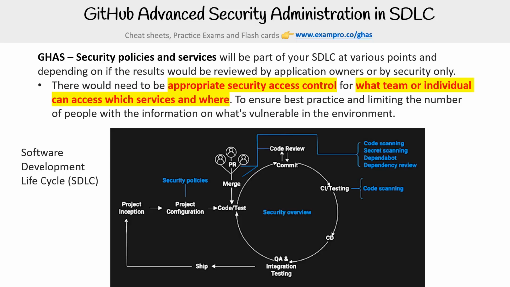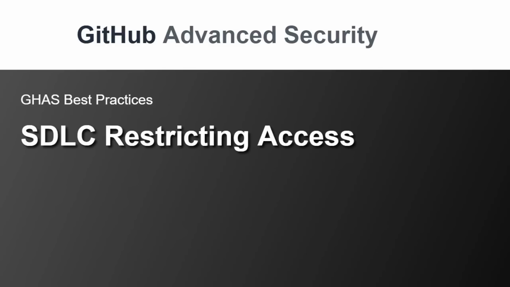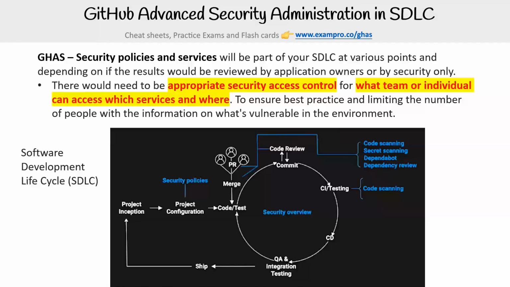GitHub Advanced Security allows you to integrate things like security policies, code scanning, secret scanning, Dependabot, and also provides you a security overview. Depending on the organization you're working for, this may look slightly different, and based on the plan you have with GitHub, this may look a bit different as well.